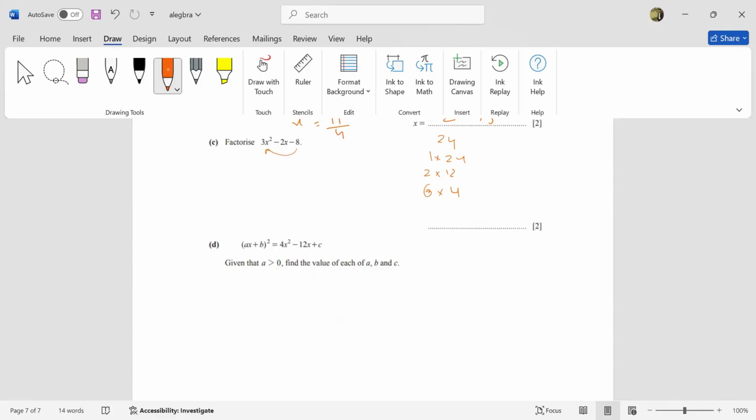3x squared minus 6x plus 4x minus 8. Let's take 3x common: x minus 2, plus 4 common, x minus 2. So x minus 2, 3x plus 4. That's the answer for this.